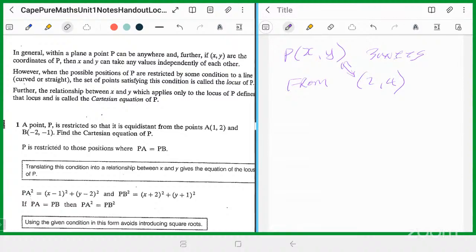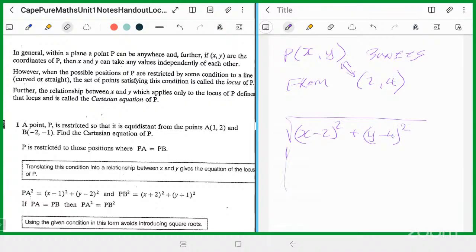Now, what's the formula for distance between two points? That's what we're going to apply now. The formula for distance between two points is the square root of the difference in the two x values squared, which is this minus this, squared, plus the difference in the two y values, which is this minus this, squared.